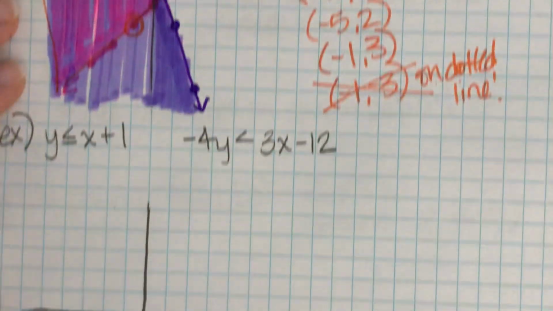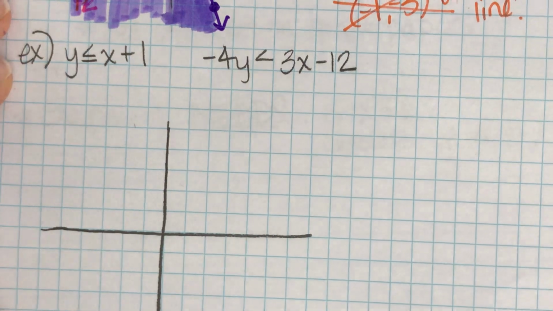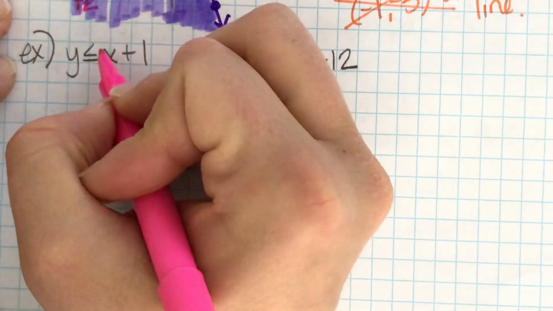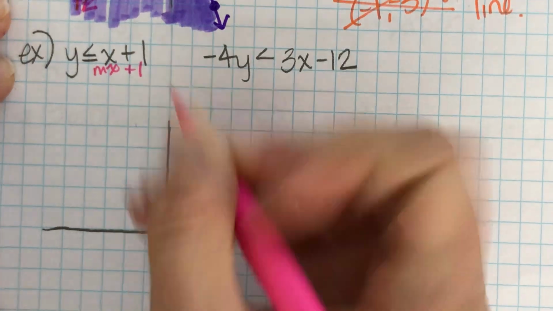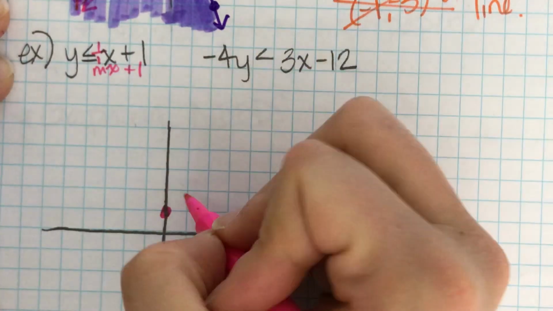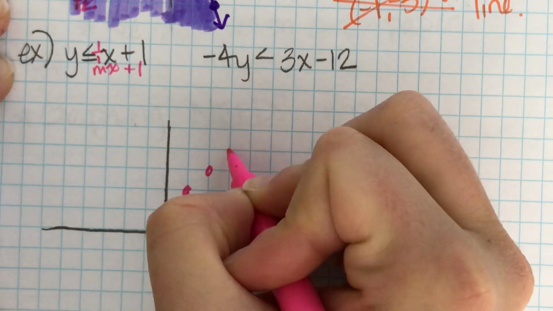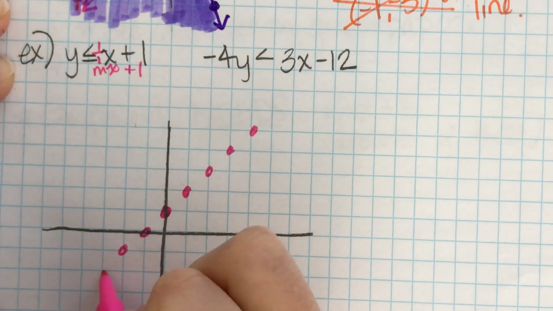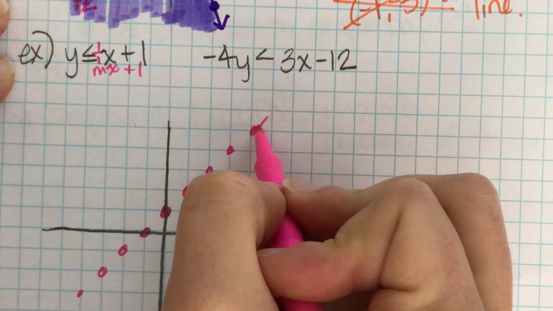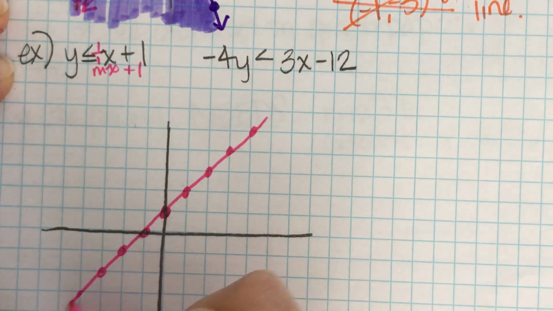All right, in our second example, the first part of it, pretty simple, okay? I've got my mx plus b, so this is going to begin at 1, and then I hope we're getting pretty comfortable at filling in my slope of 1 over 1. Let's see, this would be actually a solid line because it says equal to, so I'm going to go ahead and draw a nice solid line through those dots.